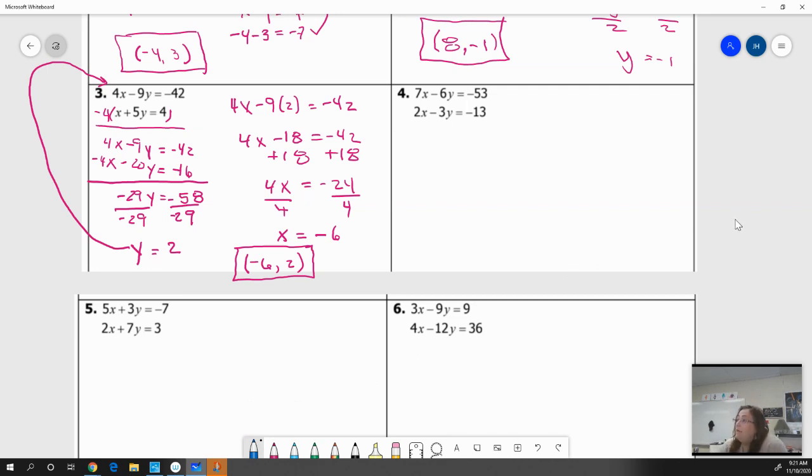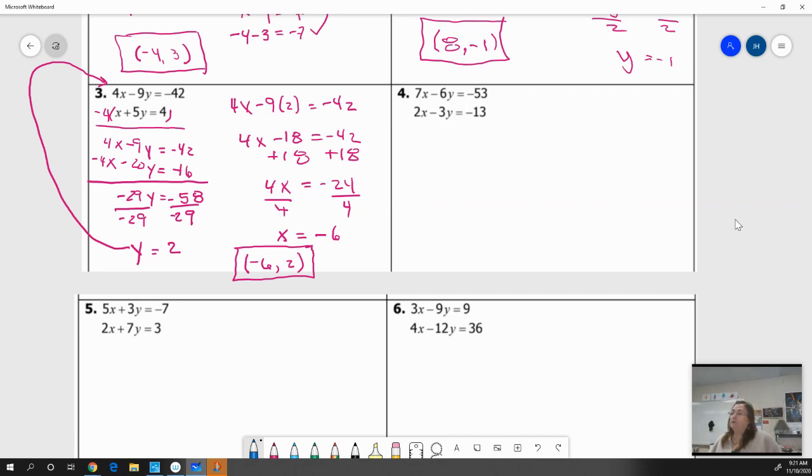So again, we have an equation set in number 4, right? Where I don't have anything that will just drop out by adding or subtracting, right? I've got 7x and 2x, and I have minus 6y and 3y.